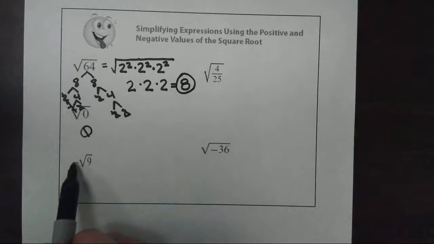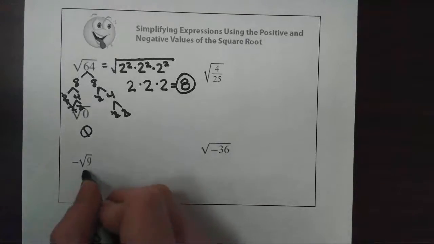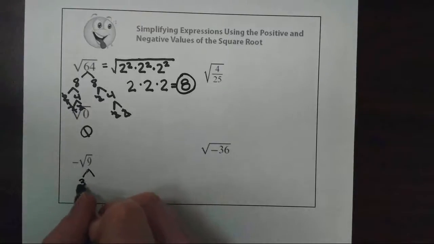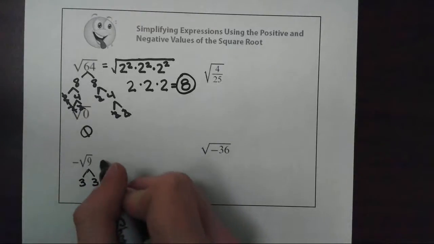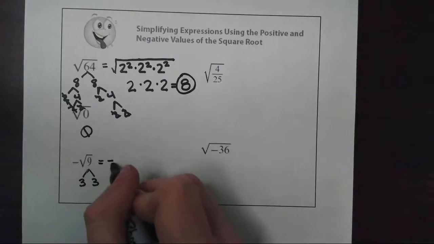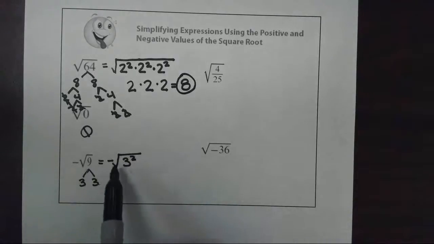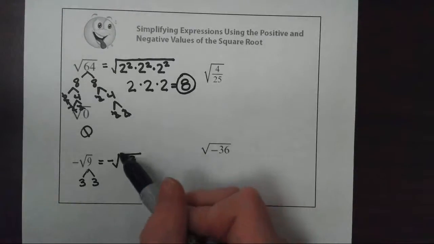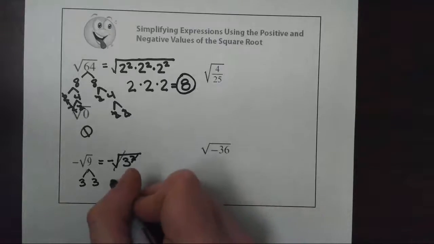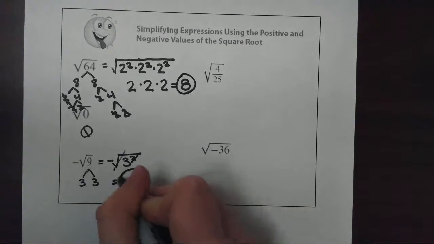Here we're looking for the negative square root of 9. So again, I'm going to factor my 9 into 3 and 3, so that's 3 squared. So I'm looking for the negative number that is the square root of 3 squared. Now my square root and my squared will cancel each other out, and I'm just left with negative 3.